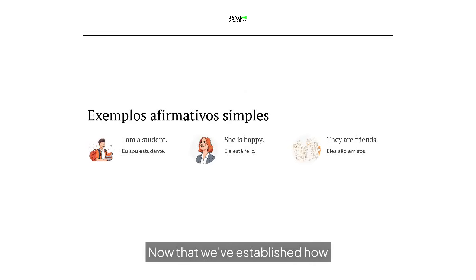Now that we've established how to use the forms of the verb to be, let's look at some simple affirmative examples. These sentences will help solidify our understanding and show us how to use am, is, and are in everyday situations. For instance, when you say, "I am a student," you're clearly stating your identity. It's a straightforward sentence, but it conveys an important piece of information about who you are. Think about how often you might introduce yourself this way. It's a common starting point in conversations, isn't it?